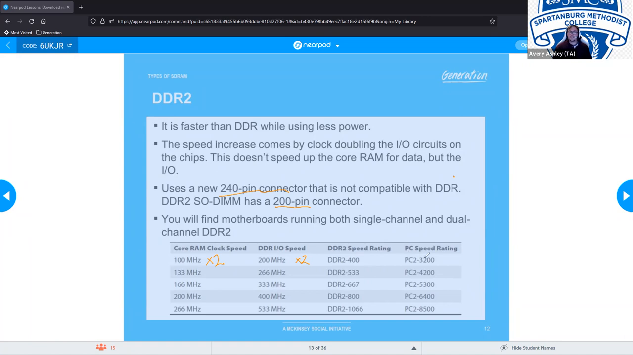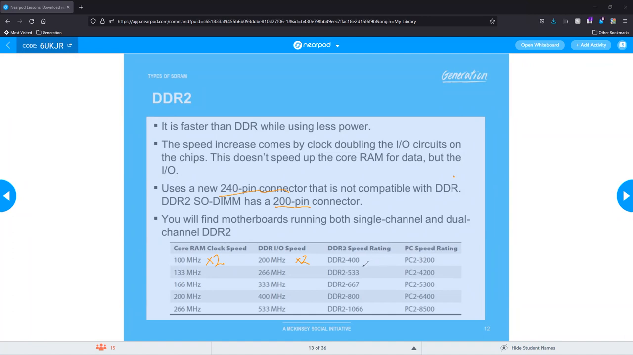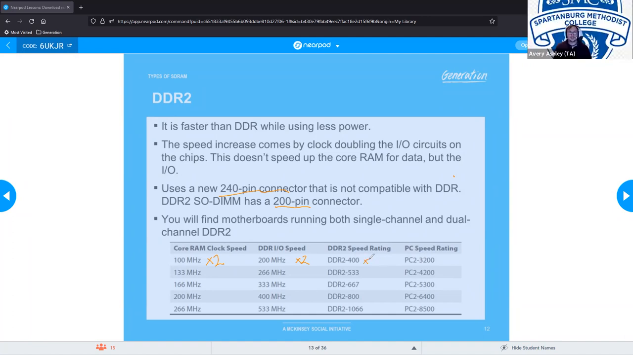And then to find that PC speed rating, Luis, what are we going to multiply by? By 8. Well done. So whenever we're going from our DDR to PC speed rating, it's always going to be 8. But when we're going up our generations of DDR, it's going to be by 2. So 400 times 8 is going to be that 3200.